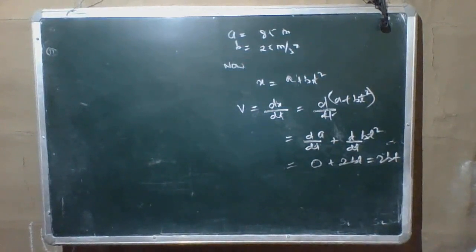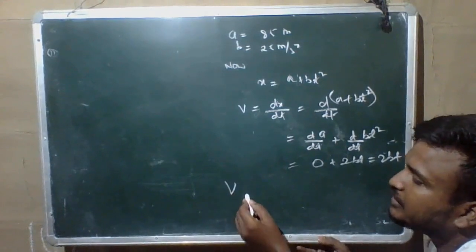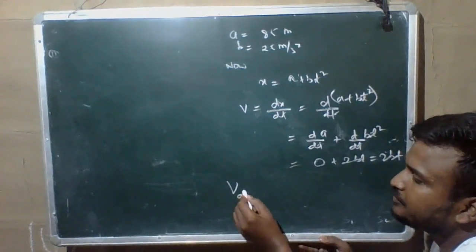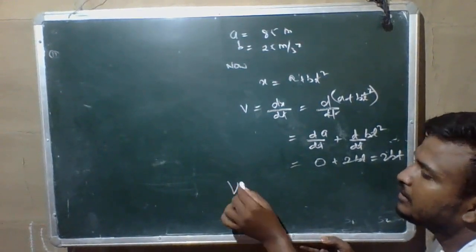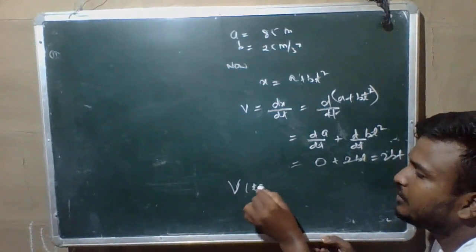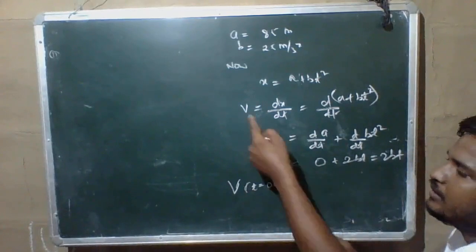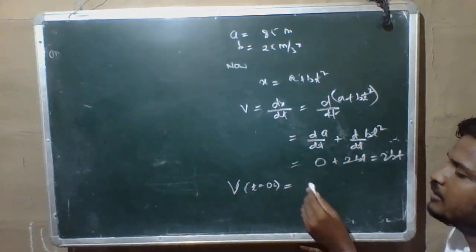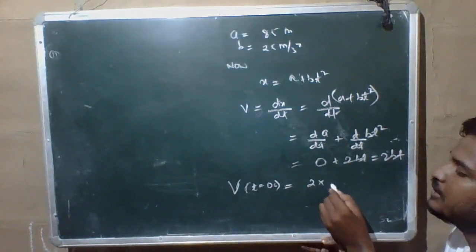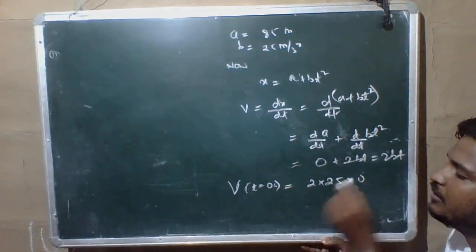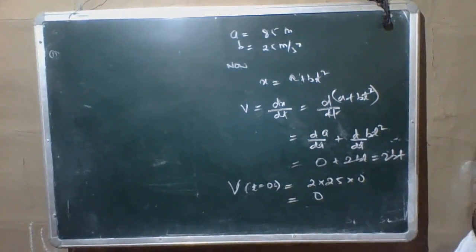Now, our intention is to calculate instantaneous speed at time equal to 0 second and time equal to 2 second. So, velocity at t equal to 0 second will be equal to what? This is the velocity. So velocity at time 0 second will be equal to 2 into b, which is nothing but 2.5, and this will be 0. This will be nothing but velocity. So when time equal to 0, velocity also equals 0.